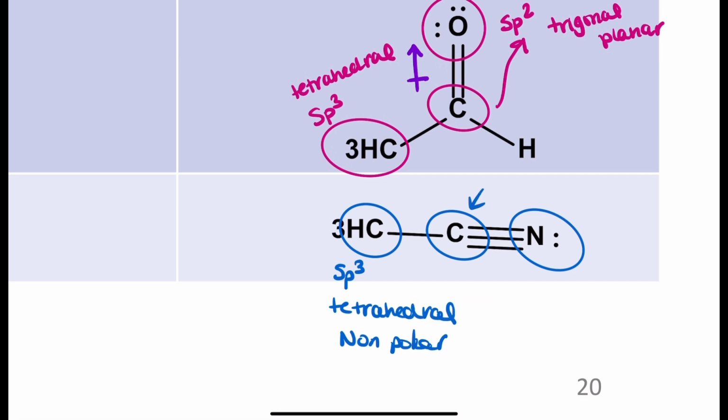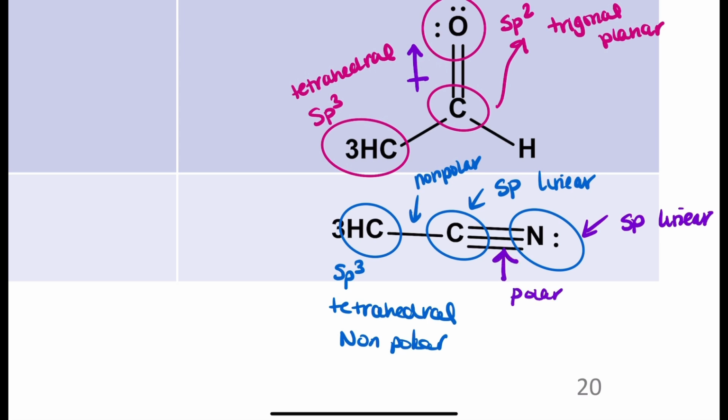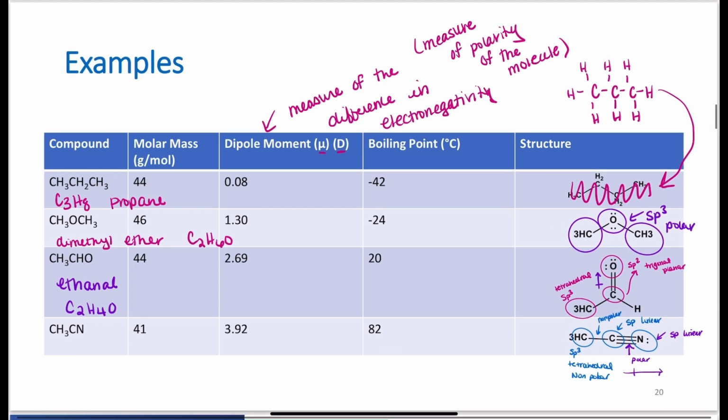The carbon here has 2 areas of electron density, so it is sp hybridized, it is linear, and this bond is nonpolar. The nitrogen, also sp hybridized, but this triple bond is definitely polar. It is a polar bond, and the nitrogen is more electronegative than the other species, so it is pulling the molecule towards the nitrogen. And I see that effect on the boiling point as well.